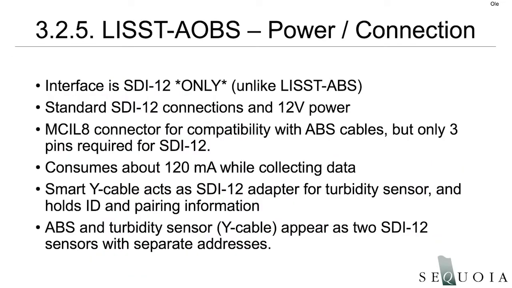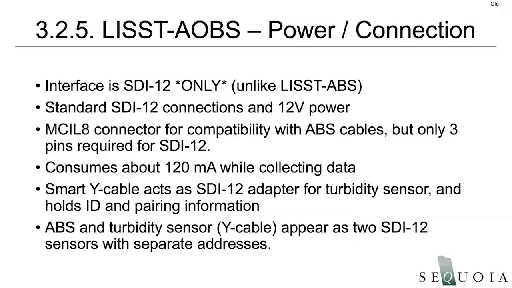There are some differences when we talk about power and connections and output from the AOBS. First of all, the ABS had SDI12, RS232 and analog. The AOBS only has SDI12 output. It's the same connector that's on there. So all the cabling that you might have from an ABS, in terms of connecting it to a data logger, would still work. You can take the existing cabling that you have for an ABS and just plug in an AOBS, and then using the SDI12 pigtail that we talked about a little bit earlier, that would just work. It takes a little bit more power when it's sampling, because it has to drive both sensors.